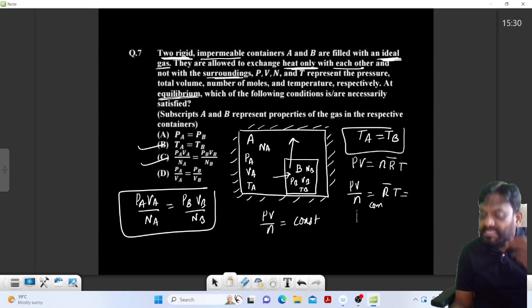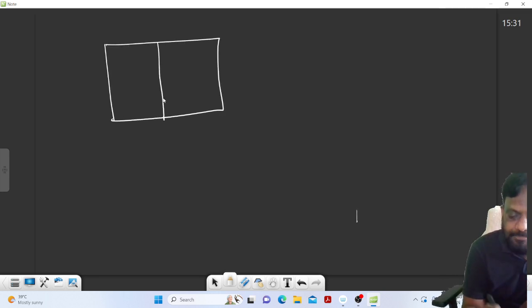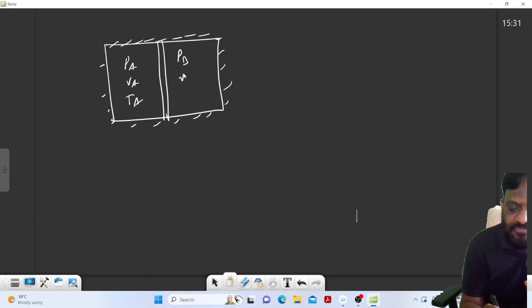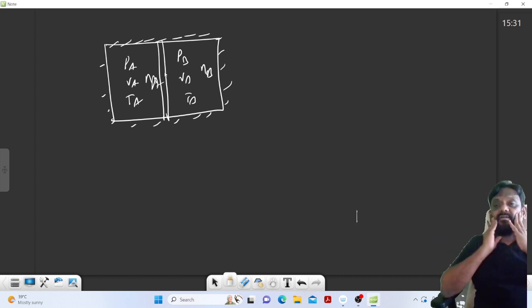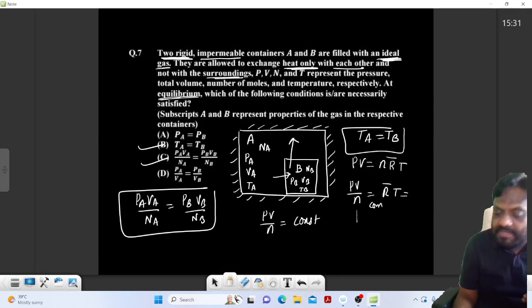But you can also do it like this, sir. If you do this, there are two gases. Listen carefully. Insulated. Look here. Next year, this may be a question. PA, VA, TA, PB, VB, TB, whatever it may be, NA, NB. So now, there is a movable partition. When equilibrium is reached, what will happen? Not only the temperature is same, but also pressure is same in that case.